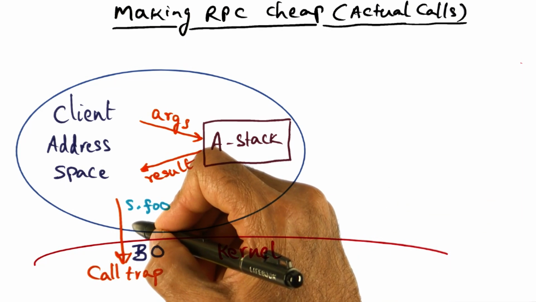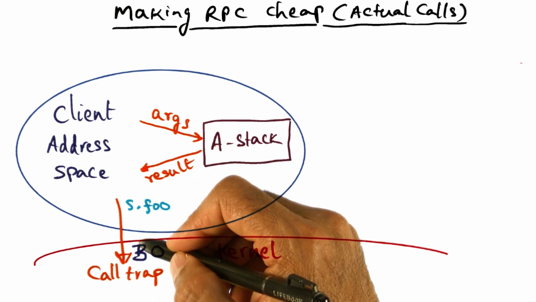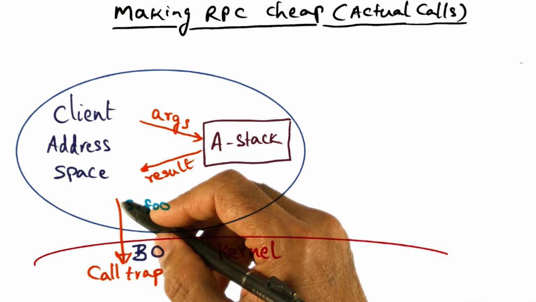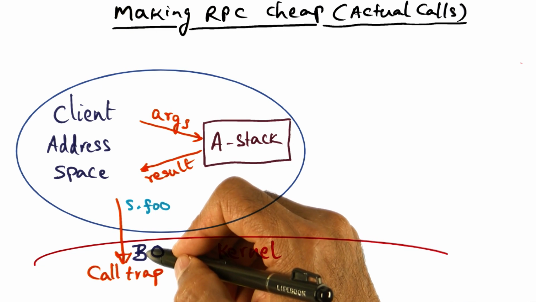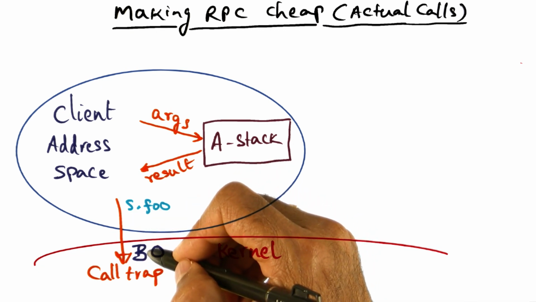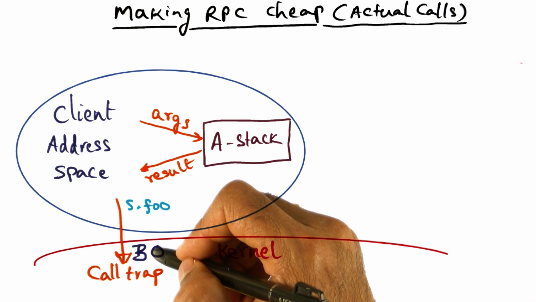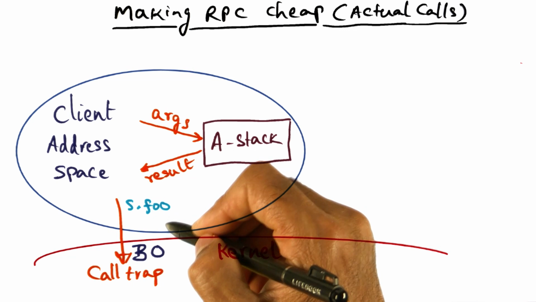Then the client traps into the kernel, making a procedure call s.foo that results in a trap. And at this point, the client stub is presenting to the kernel the binding object associated with s.foo. So the binding object, I told you, is the capability that this client is authorized to make calls on s.foo.